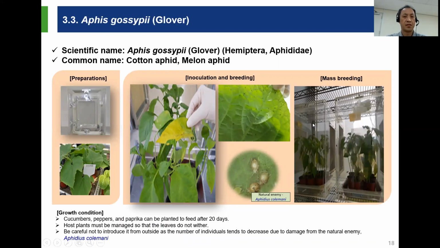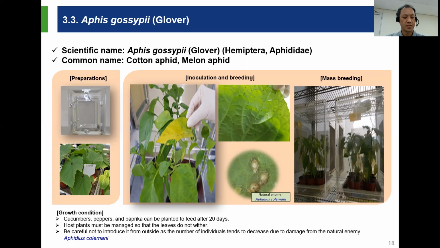For breeding cotton aphid, an acrylic breeding cage with mesh is required. Cucumber and red pepper seedlings are required as host plants. Cucumbers, peppers, and paprika are used as food for cotton aphids after 20 days of planting. Put the cucumber and pepper seedling pots on the tray. The aphid-infested leaves are placed on the new seedlings in an acrylic breeding cage.